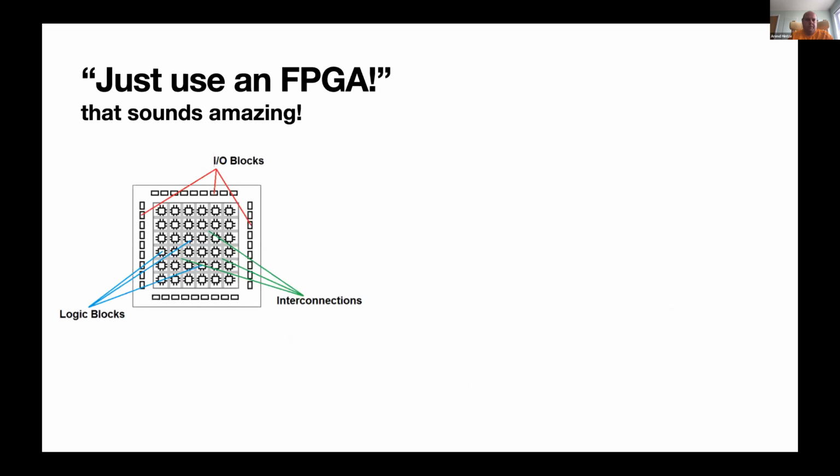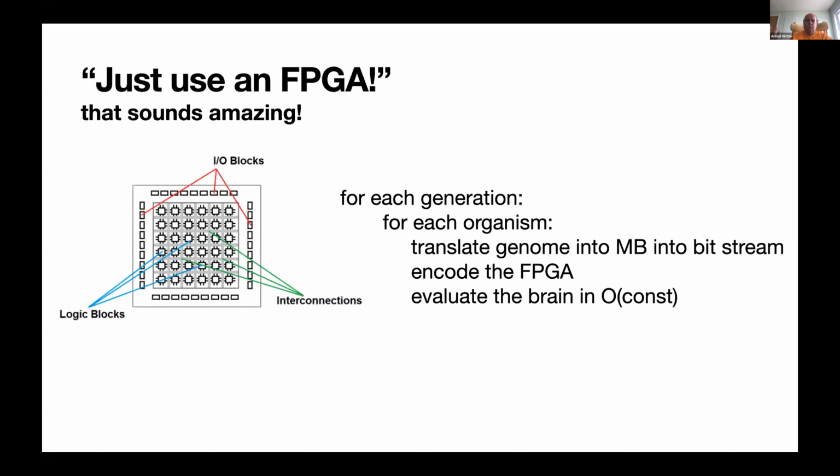FPGA is a field programmable gate array. It basically is a chip that has lots and lots of logic gates on it that are customizable or configurable such that they can actually implement arbitrary logic gate circuits. Cool technology, absolutely. And so what we would need to do, for each generation, for each organism, is translate the genome into a Markov brain and then into a bit stream. And the bit stream is actually what encodes the FPGA. And then there's an encoding step on the FPGA that has to happen. And then we can evaluate the brain in O of const time.